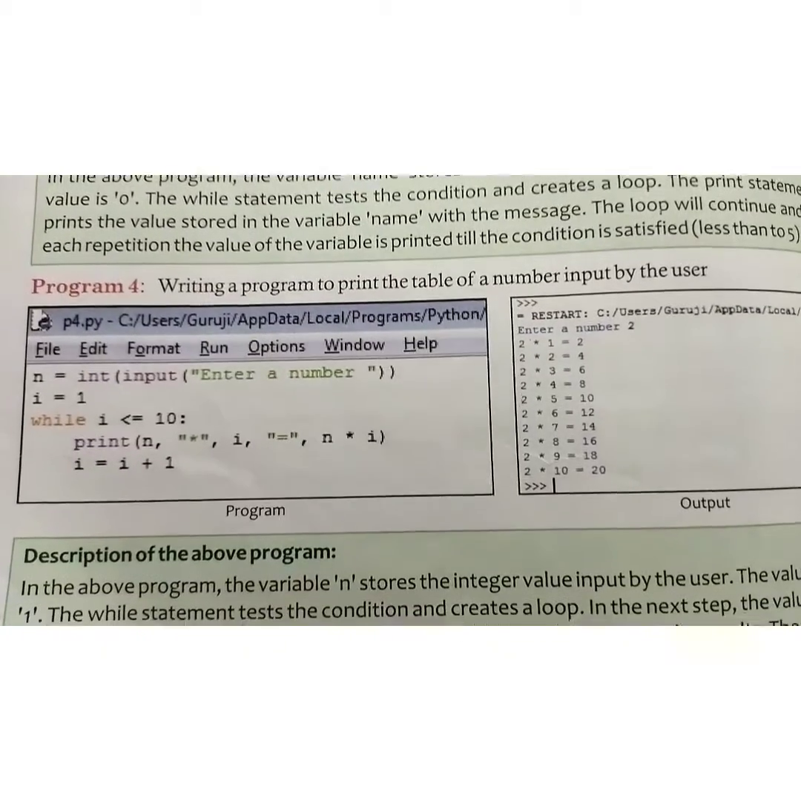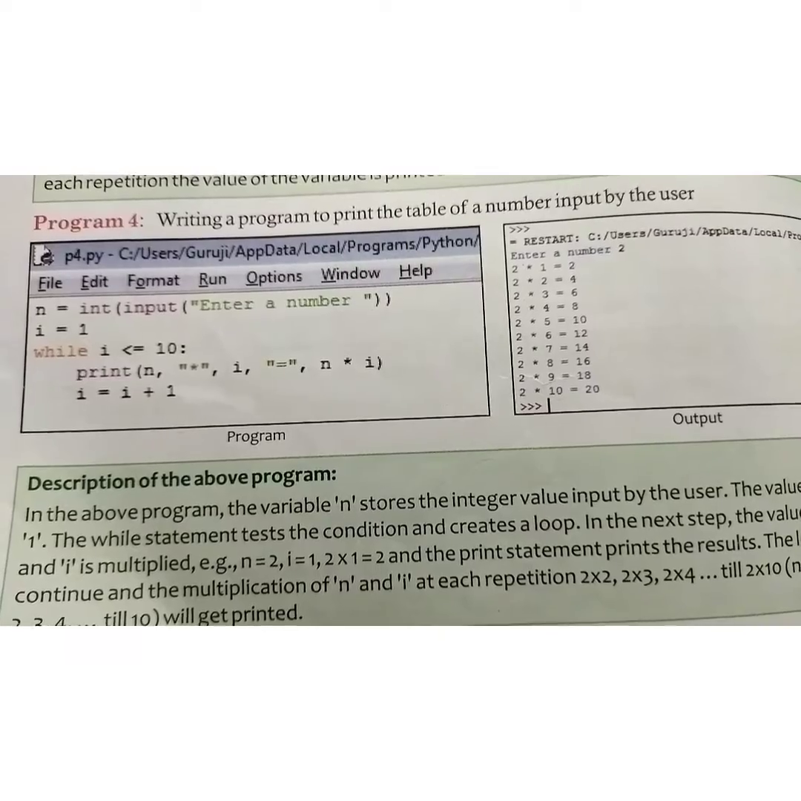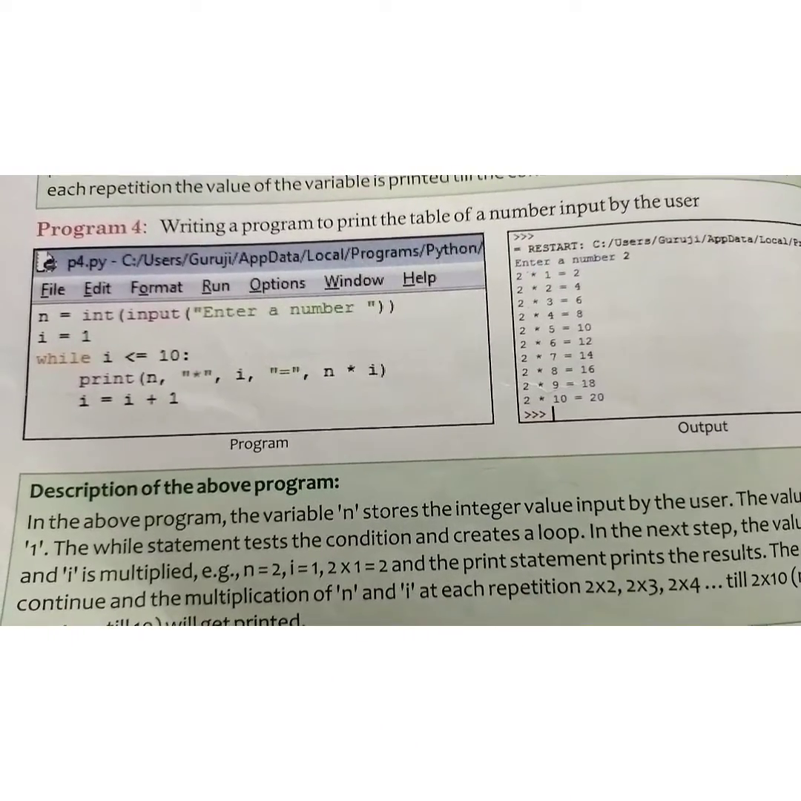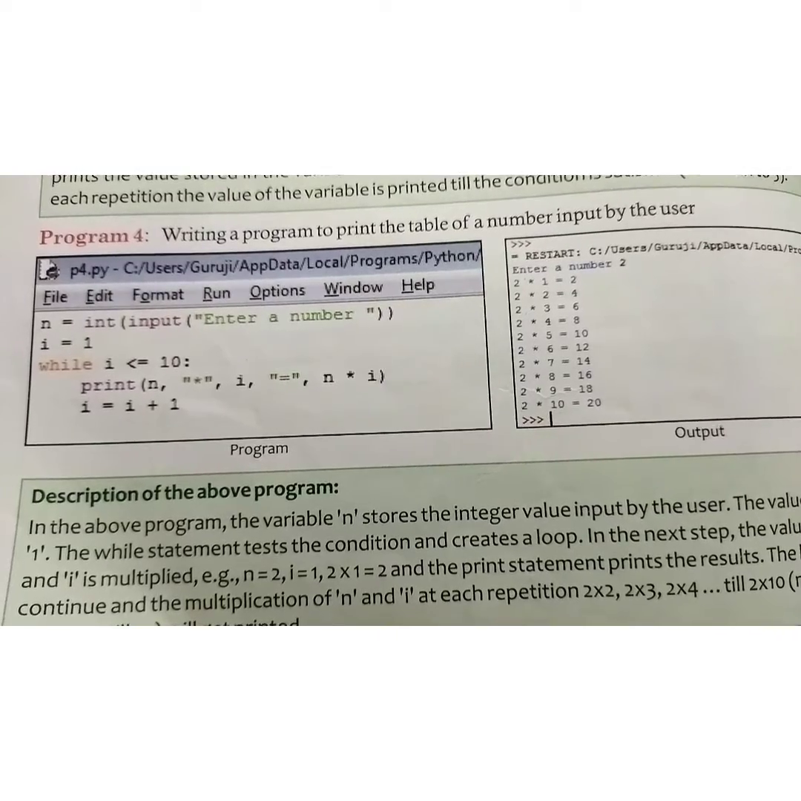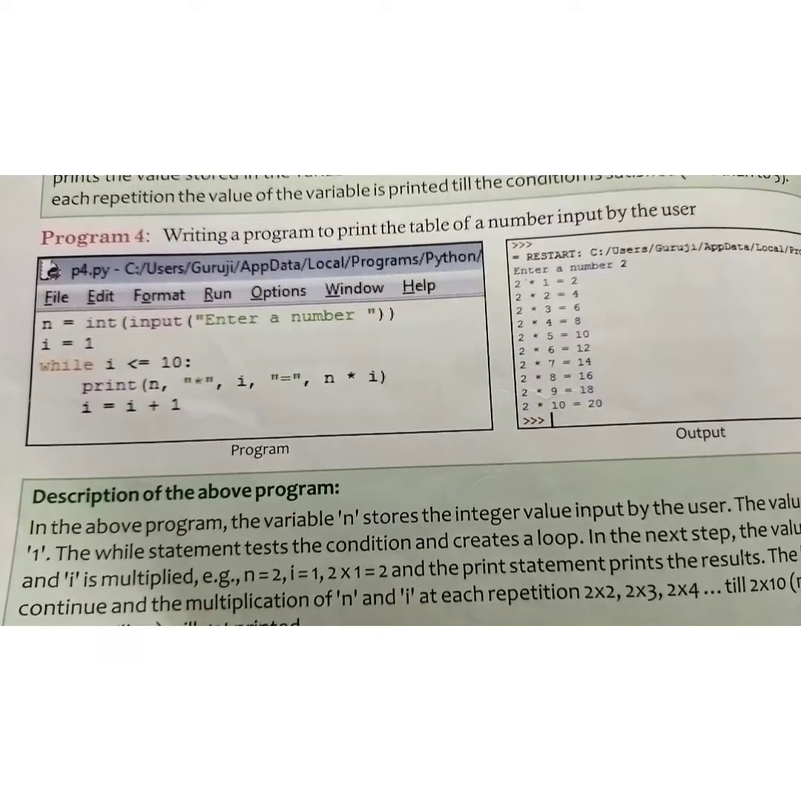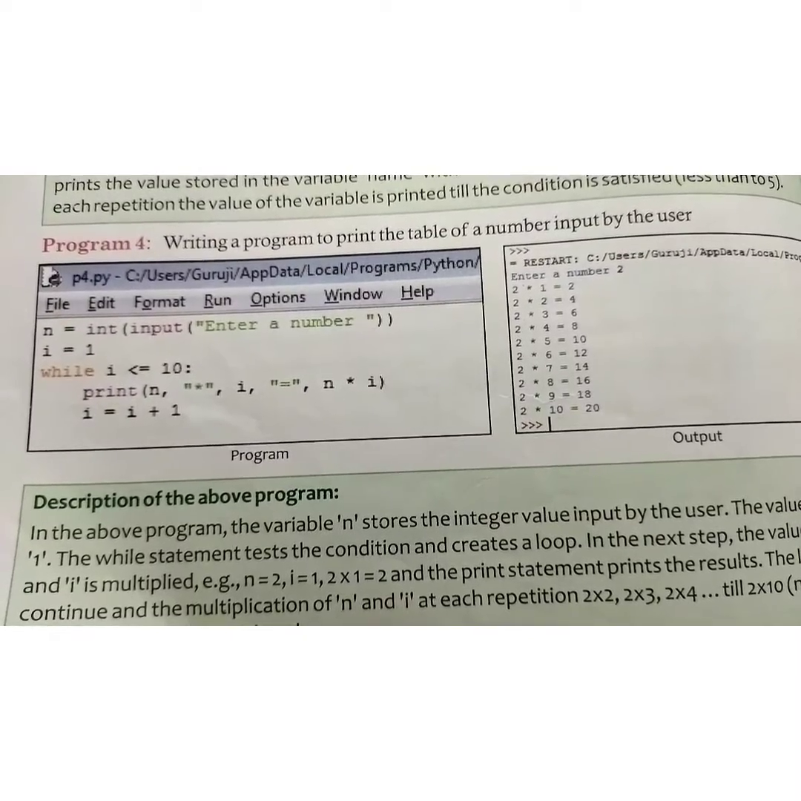Then, students, program number 3: writing a program to print the table of a number input by the user. So in this program, n = int(input("Enter a number")), then i = 1, while i <= 10, then print n, you will put this with an equal sign, and i = i + 1.